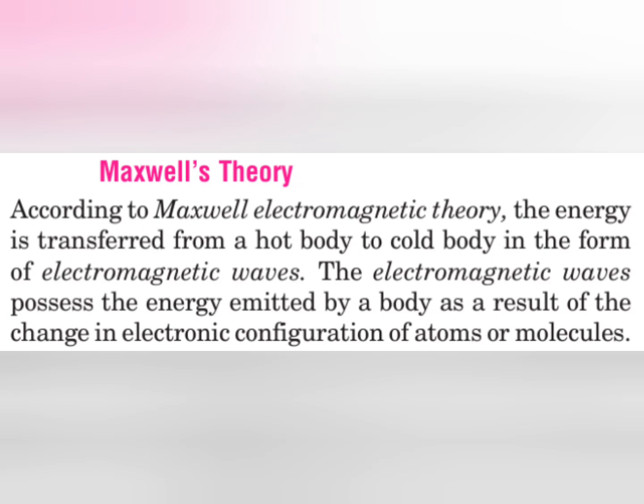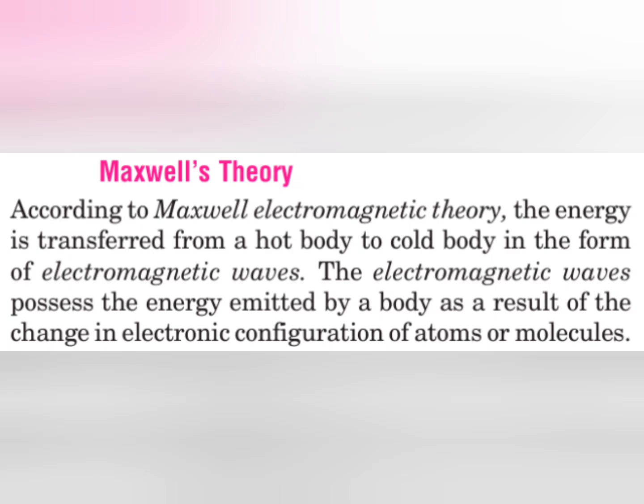And how does this electromagnetic wave occur? It possesses the energy emitted by a body as a result of the change in the electronic configuration of the atoms or molecules. This is all simply atoms or molecules, right? The material with which this heat transfer occurs. So it happens by the energy emitted by this body due to this change in the configuration of atoms or molecules. This is Maxwell theory.